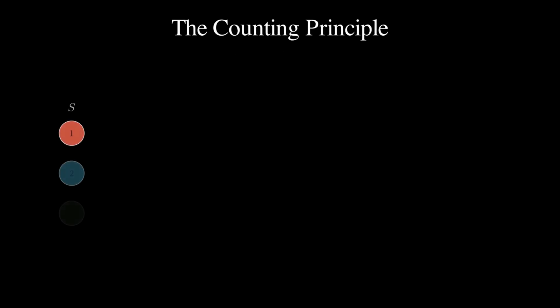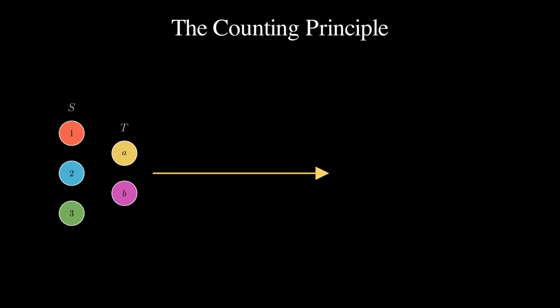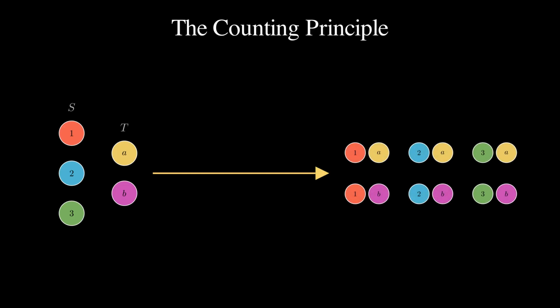The first tool is the counting principle, and it is about the Cartesian product from Chapter 1. Take a set S with 3 elements and a set T with 2. Pair every element of S with every element of T, and you fill a grid. The number of pairs is just 3 times 2, 6. In general, if S has m elements and T has n elements, their Cartesian product has m times n elements. To count a product, multiply the sizes.